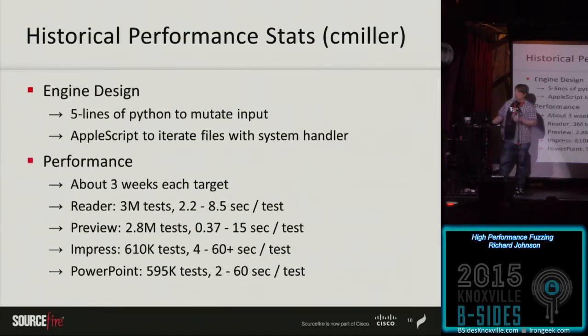So yeah, in about 3 weeks, using just a 5-line Python script and AppleScript instead of something like Bash to iterate, he was able to find quite a few crashes. However, his results were still, he was waiting 8 seconds for every iteration of opening these files. That's insane compared to what I'll show you in a minute.